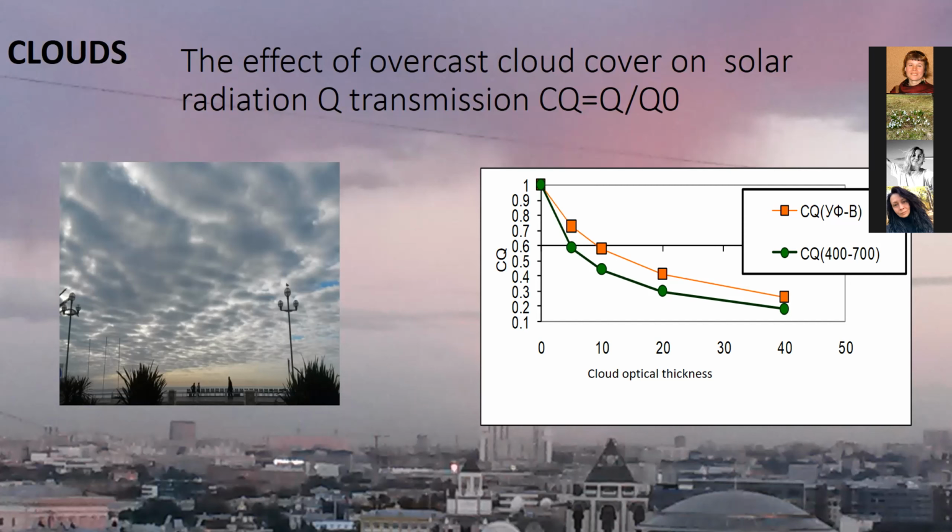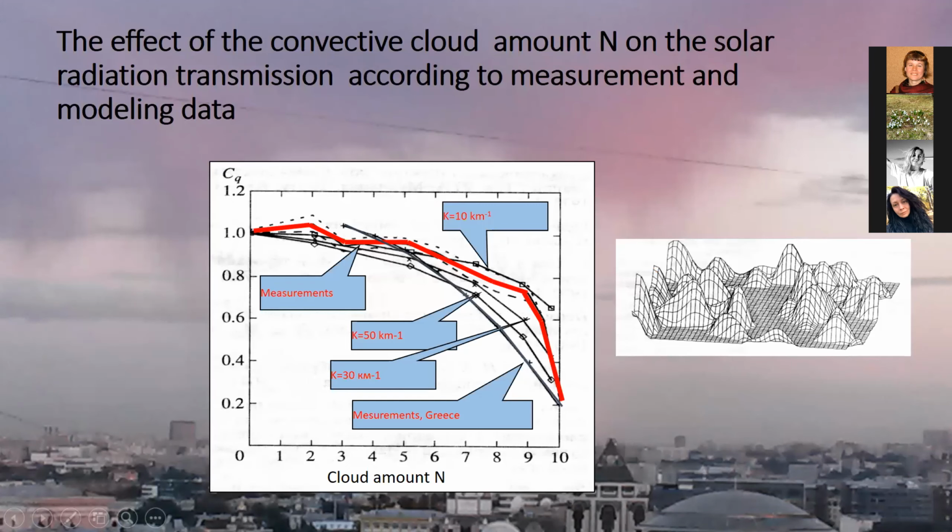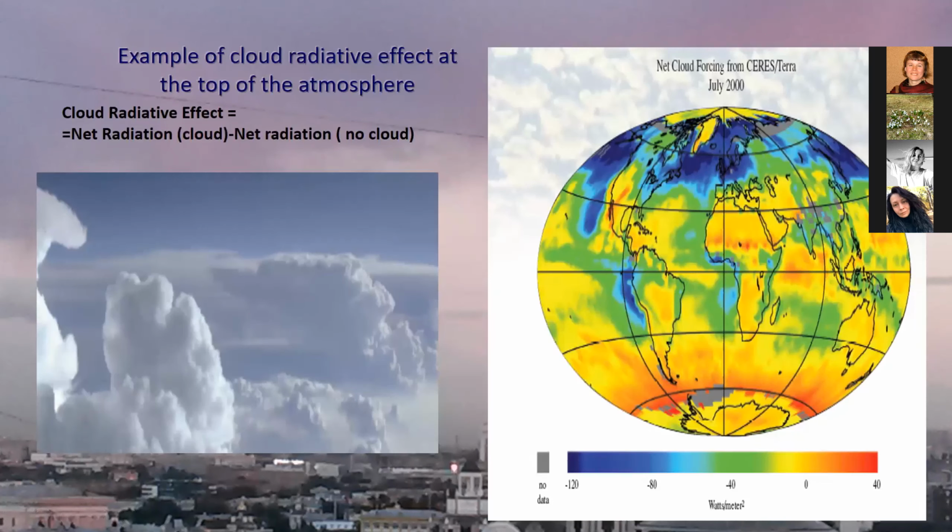We can use the radiative transmission, which is the ratio of the radiation in cloudy, overcast conditions to the clear sky conditions. You see that this parameter has a very nonlinear dependence on the cloud optical thickness. In addition, we have the amount of cloudiness, which also plays a very important role and also has a very nonlinear dependence on the cloud amount of low layer cloudiness.